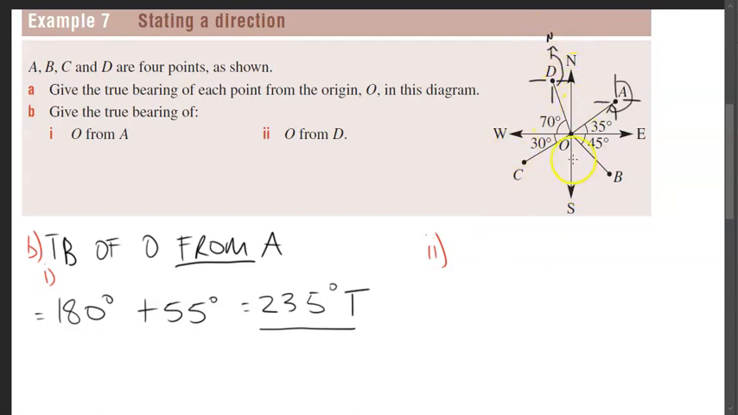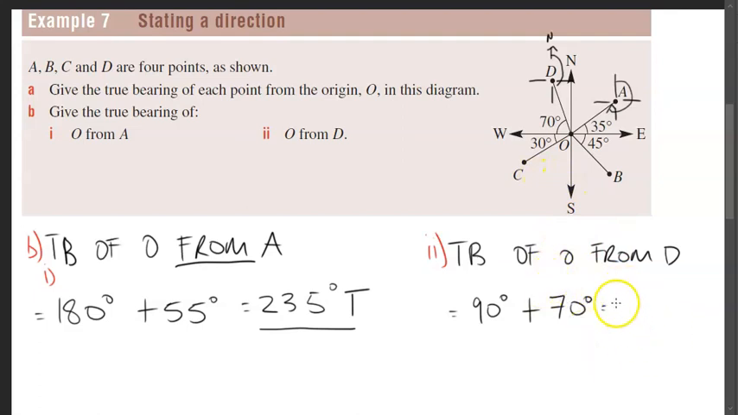To get that angle, there are different ways. We can do 90 plus whatever this complement angle is here, which ends up being 70 degrees anyways, because it's an alternate of that. So that's just 90 plus 70 degrees. So the true bearing of O from D is just equal to 90 degrees plus an alternate angle of 70 degrees, which ends up being 160 degrees true bearing.